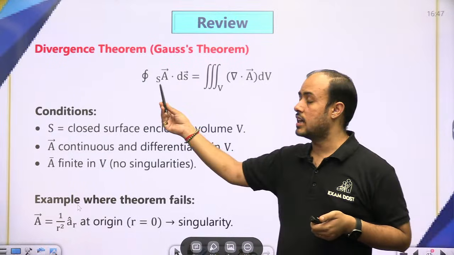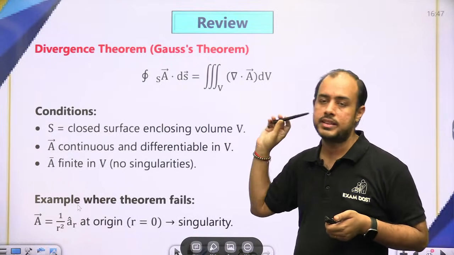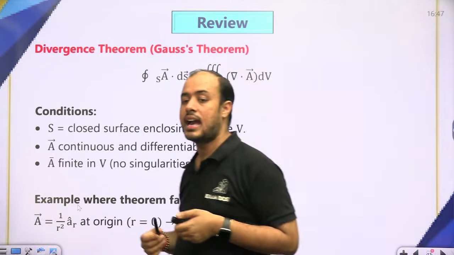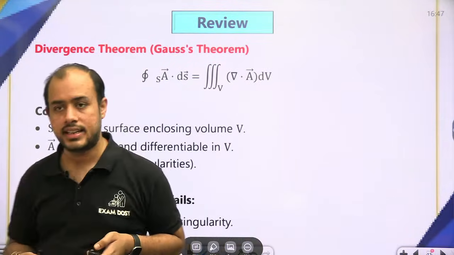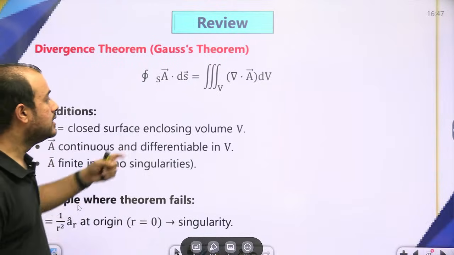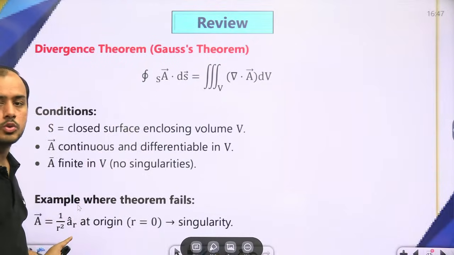The condition is the surface must be closed. V is the volume inside the surface, and the vector should be continuous and differentiable. Then only we can take the divergence. Like 1 by r square, you cannot apply the divergence theorem if the volume includes r equal to 0, because it will become infinite.